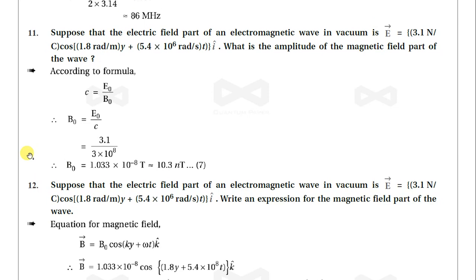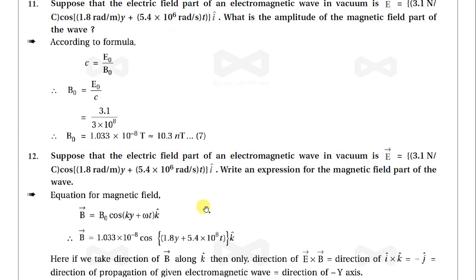Now see here, suppose the electric field part of an electromagnetic wave is given, again one of these examples. What we need to determine is the amplitude of the magnetic field part of the wave. Here we need to determine the magnetic field. So we get c = E0/B0, so B0 = E0/c. We get 3.1 / (3 × 10^8), so 1.033 × 10^-8 Tesla, that is about 10.3 nanoTesla.